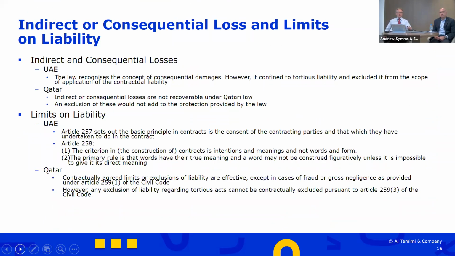Really, this is more just to make a statement that actually in both jurisdictions the concept of indirect or consequential losses is not one which is recognised in a contractual context. It is allowed in the UAE in respect of a tortious claim, but not in contract. And then in Qatar, indirect or consequential losses are not recoverable under Qatari law. So to a certain extent, the additional wording that is relied on very often in the FIDIC 17.6 is not really relevant because the liability doesn't arise in the first place.